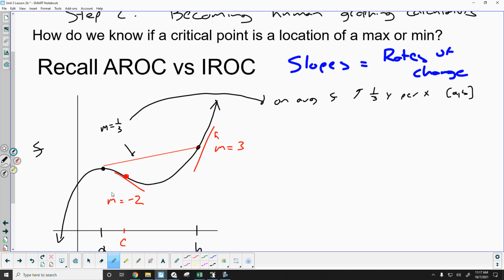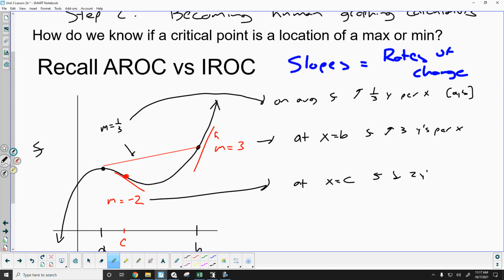And then we said, if the slope of a secant is the change over an interval, the slope of a tangent is the change at a point. We can now say at this specific location, at x equals b, my function is going up 3 y's per x. And we have this point here at c, and its slope is -2. You'd say at x equals c, my function is going down 2 y's per x. We started with how quickly it's moving, and then whether it's going up or down.